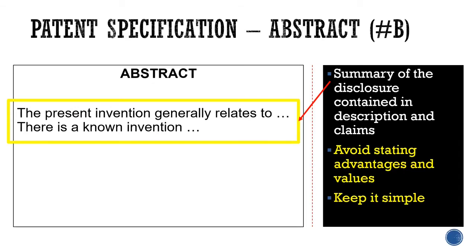Abstract is important in helping a patent search as it is the summary of the disclosure contained in the description and claims. Abstract must be kept simple, which is less than 4 sentences and about 150 words. A point to be noted is that, write abstract before writing the claims.